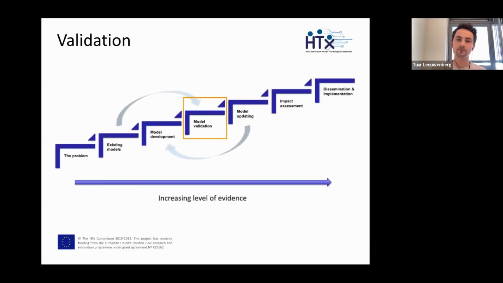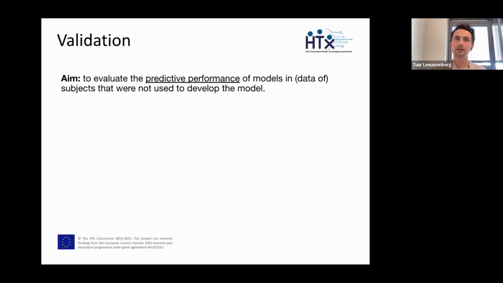Yeah, so if you somehow ended up with a model, either because you identified it in a systematic review, or because you did develop a model, then you want to validate this model. And the aim of this step is really to evaluate how well this model predicts the outcome that I'm interested in in new subjects that were not used to develop the model. So this is really about how well the prediction itself is going.